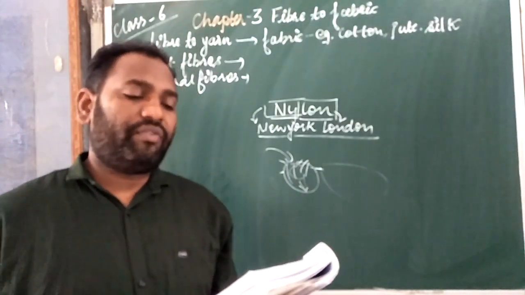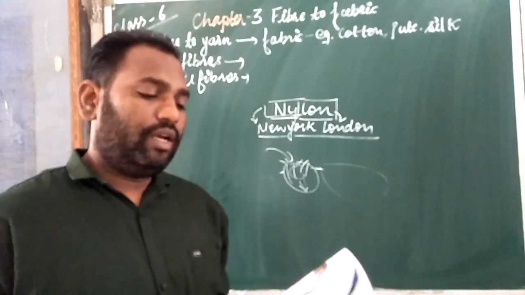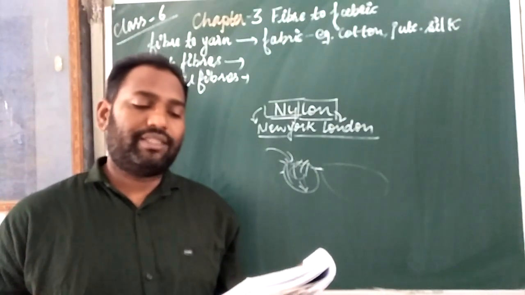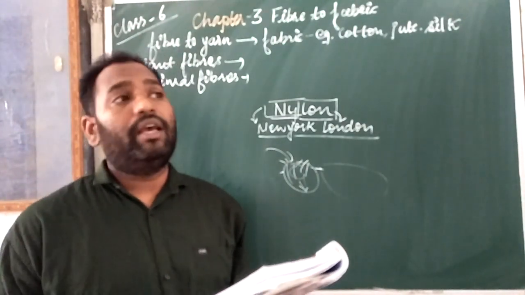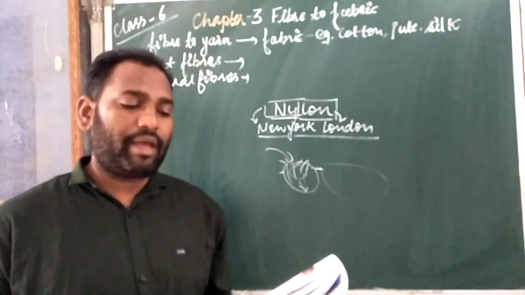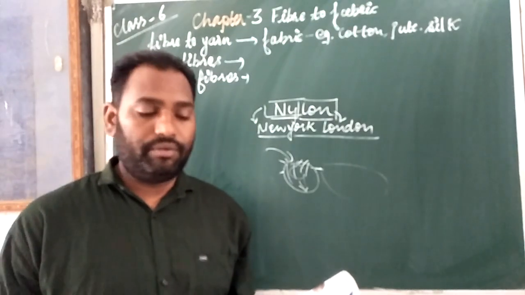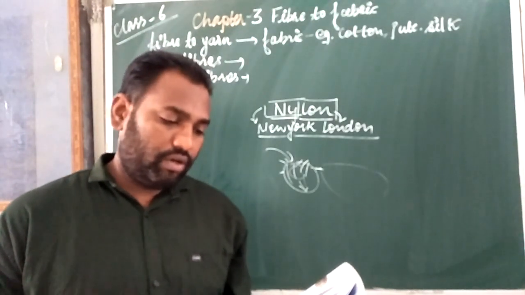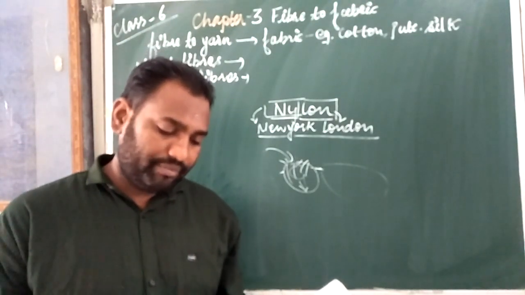It is a bad conductor of heat and electricity. It means it is a bad conductor of heat and electricity. That's why we are not using it in the winter days, because it is a bad conductor of heat. Listen. Now the jute we are discussing.